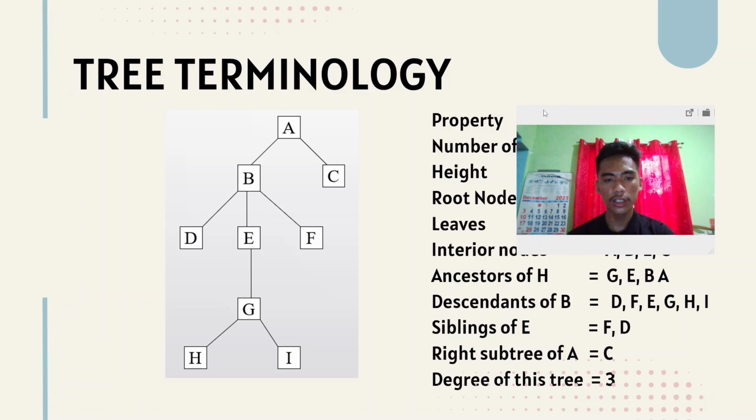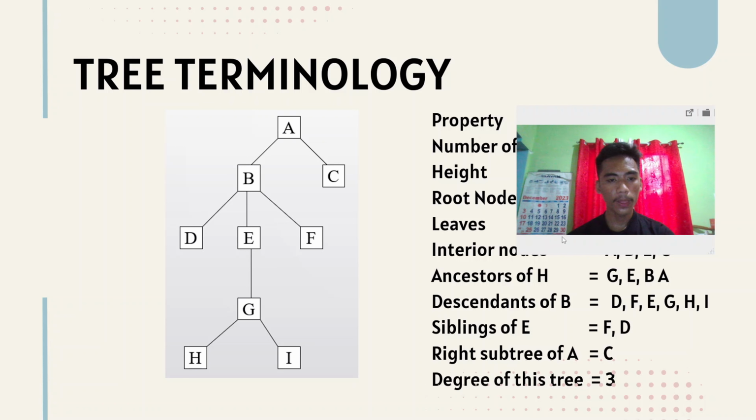The next is descendants of B, and the values are D, F, E, G, H, and I. The descendants of node B are D, F, E, G, H, and I. These are nodes below B in the hierarchy. Next is siblings of E, and the values are F and D.